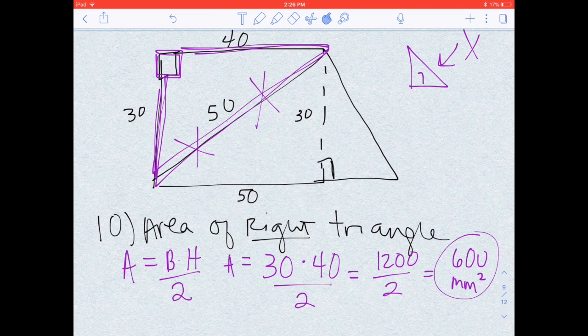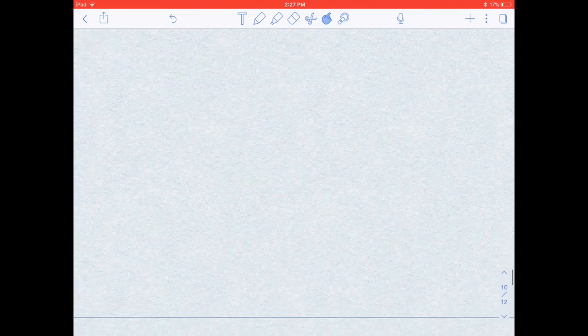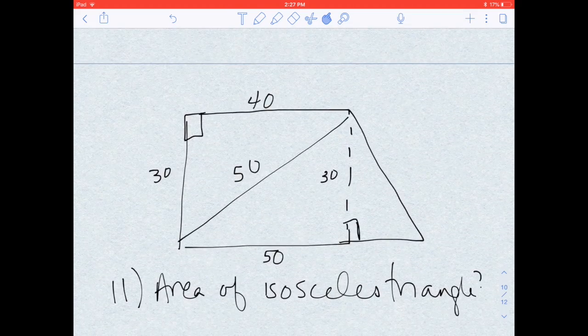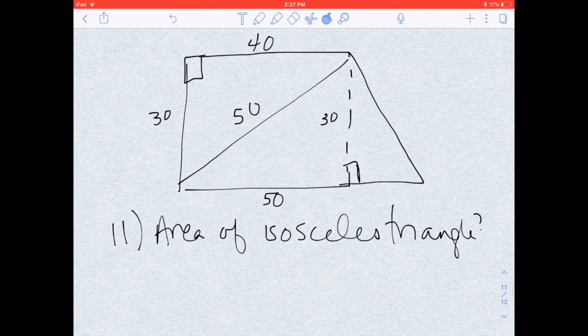Number 11 is tricky. It's not hard, but it's tricky. You had to read carefully and think about what exactly is an isosceles triangle. So I'm finding the area of the isosceles triangle. Remember, an isosceles triangle, we think of it looking like that, where this side is the same length as that side.